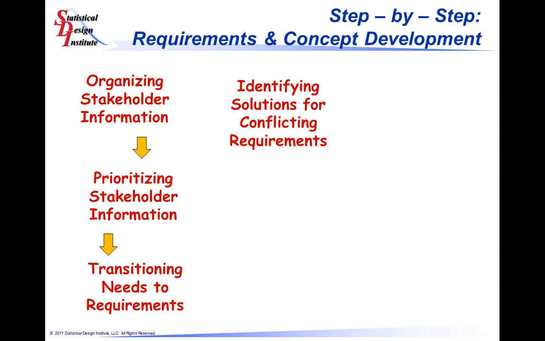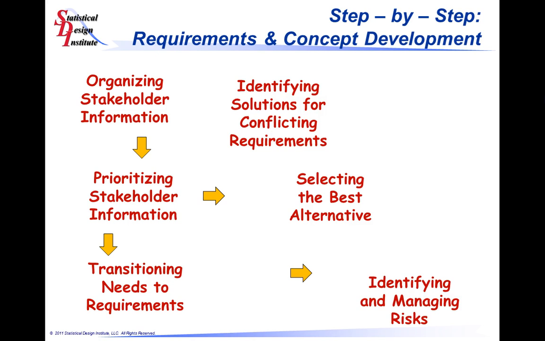As part of these requirements, often we find out that there are conflicting requirements for which we need to come up with innovative solutions. And when we have various solutions available to us or various alternatives, then the next step is to select the best alternative to satisfy the stakeholders' needs. Once this information is developed, then this is the proper time to start identifying and managing the various risks that may be present within the product design itself or within the processes that we use to produce it. So how did these various steps relate to the SDI tools and the tools that were within the Triptych package?